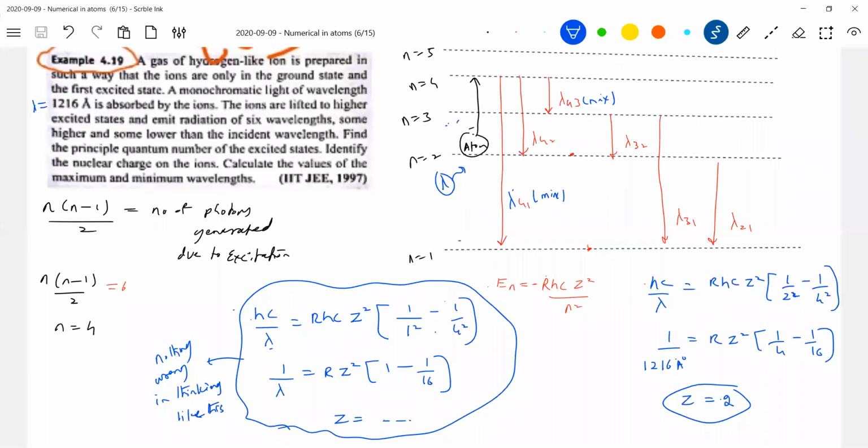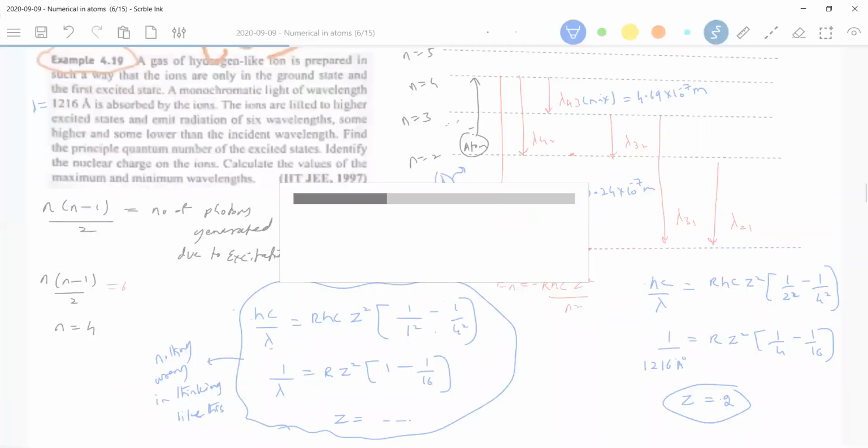The longest, lambda minimum will be 0.24 into 10 to the power of minus 7. It is like this. This much is there. 4.69. Check calculations. In the exam, there won't be a calculator. I think you must understand now.